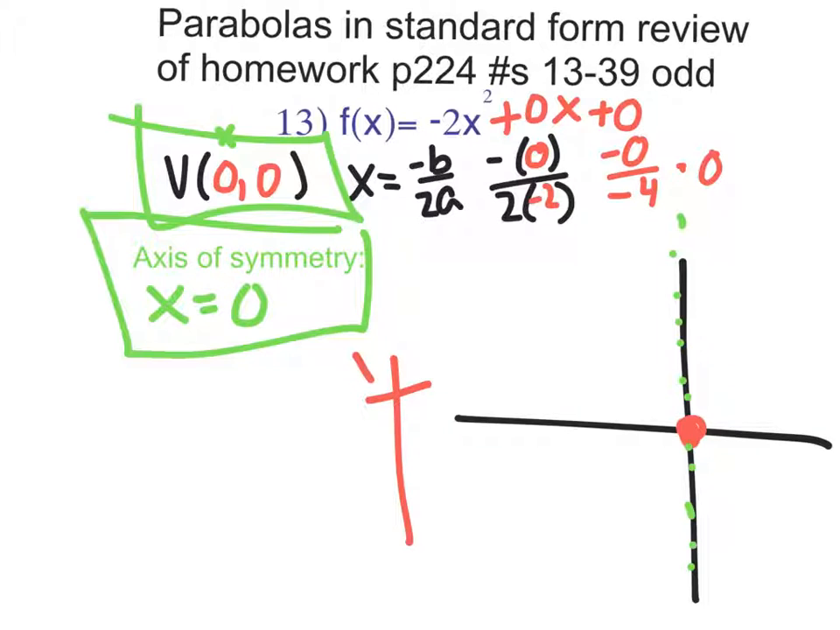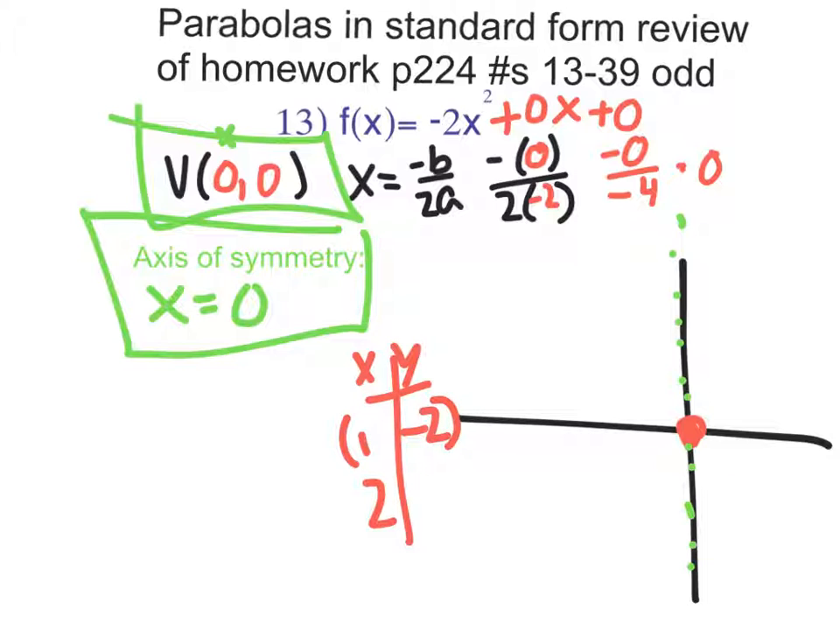XY table. Okay, so let's do a quick XY table over here. And remember, it's a good idea to plug in two values that are on the same side of the axis of symmetry. So what two numbers would you like to plug in? 1 and 2. Okay, so when we plug in 1, we can do this in our heads. I'm going to take this 1 and plug it right into the x. What's 1 squared? 1. And what's 1 times negative 2? There you go. So that's the coordinate 1, negative 2.